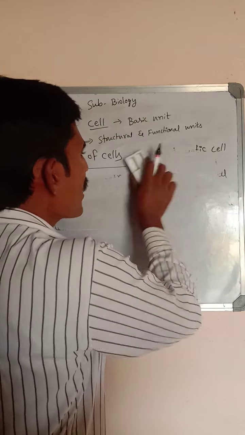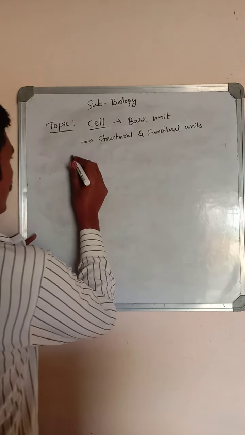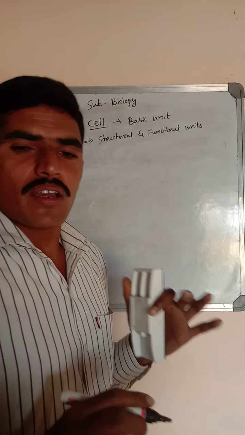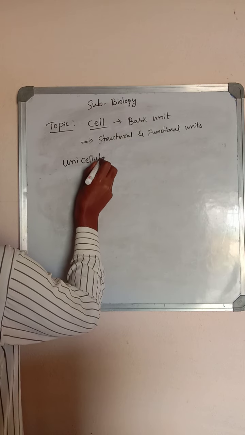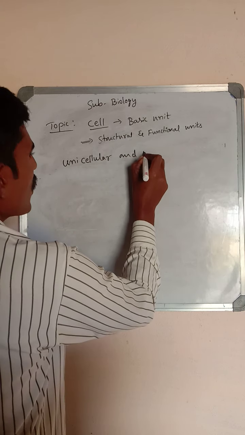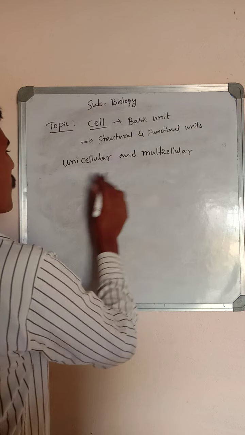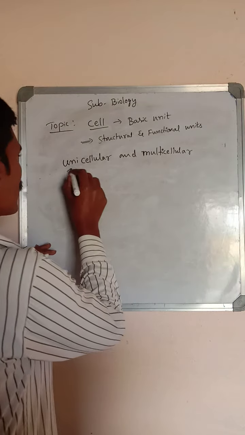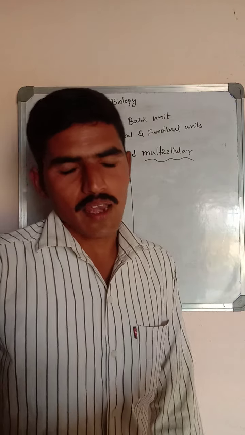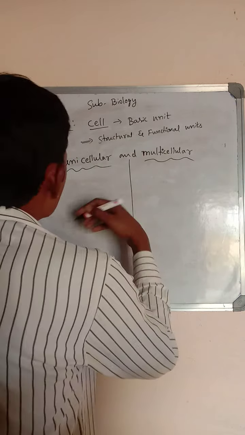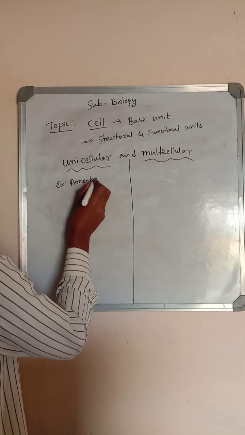Based on the number of cells, how are the organisms categorized, how are the organisms divided? We mainly divide organisms as unicellular and multicellular organisms. We divide living things into unicellular and multicellular organisms. The unicellular organisms contain a single cell. Examples are amoeba.